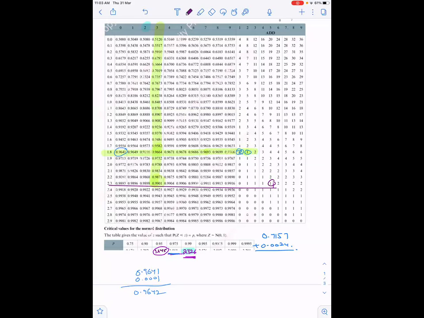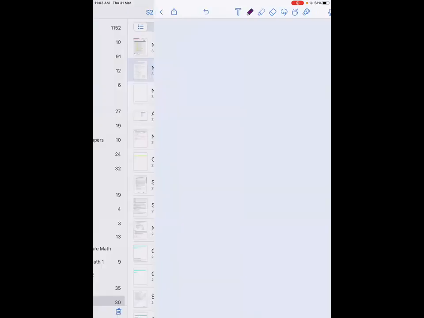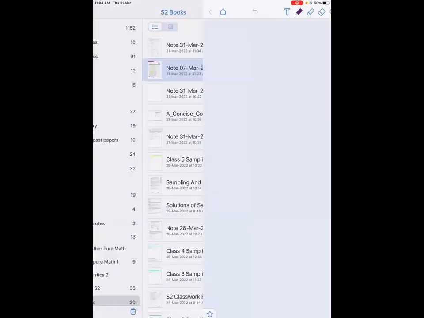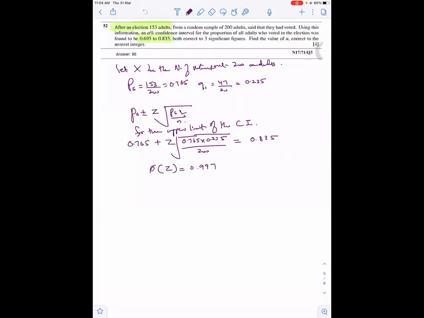Okay, 0.9902. You have to write phi of z equals to this value. Phi of z equals 0.9901. First the z value came, the z value is 2.33. So the percentage would be 0.99 something.